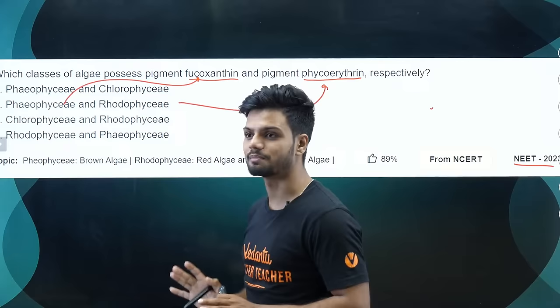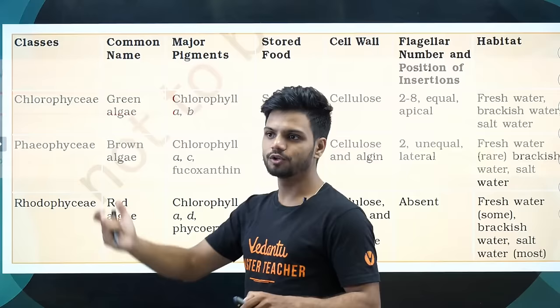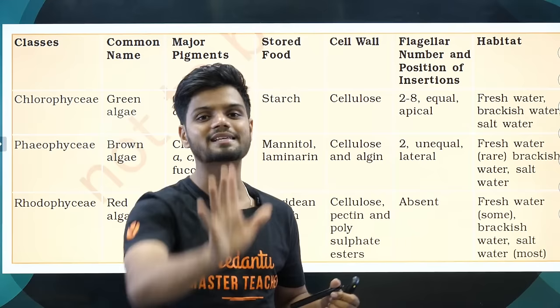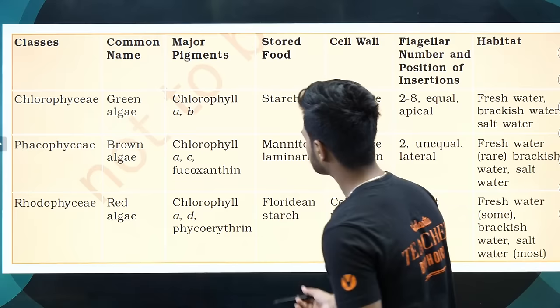You know why it takes so much time? Finding these questions and answers is still easy. Do you know this NCERT snip? You have to take every single line, go find the NCERT line, find that particular snip, the particular line of NCERT where the answer is from. That takes a lot of time. See here, Phaeophyceae is fucoxanthin, Rhodophyceae is phycoerythrin.